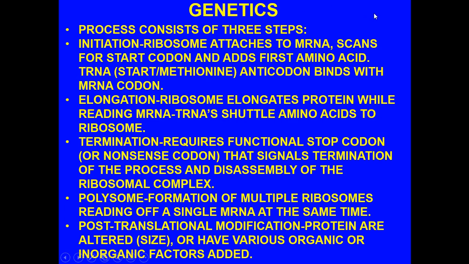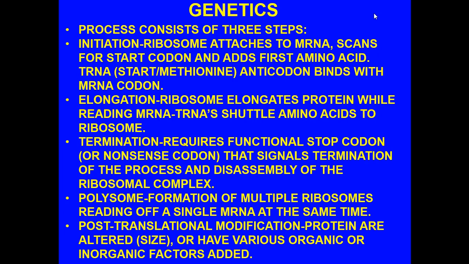Now, the process itself consists of 3 steps, similar to what you may have heard before. Initiation, elongation, and termination. Initiation, the ribosome attaches to the messenger RNA, scans for the start codon, and adds the first amino acid. The tRNA, which codes for both start and methionine anticodon, binds with the messenger RNA codon. The elongation step, and we have to understand this could be a very, very long or very, very short protein. The ribosome will elongate the protein while reading the messenger RNA, and the tRNAs will shuttle amino acids to the ribosome. Okay. Termination occurs. This requires a functional stop codon, or what has been referred to as a nonsense codon, that signals termination of the process and the disassembly of the ribosomal complex.